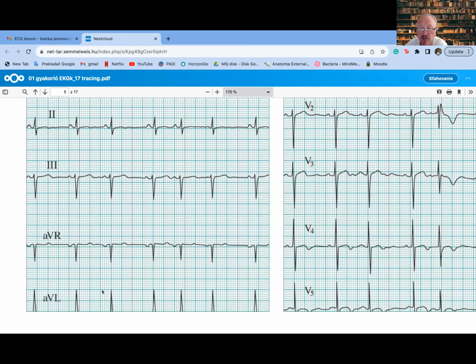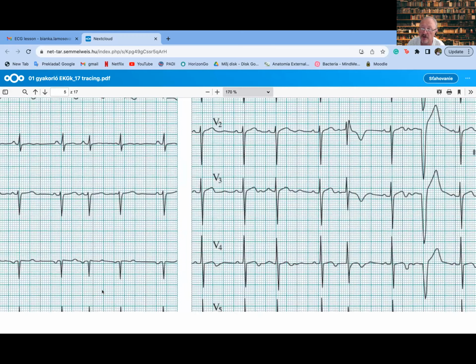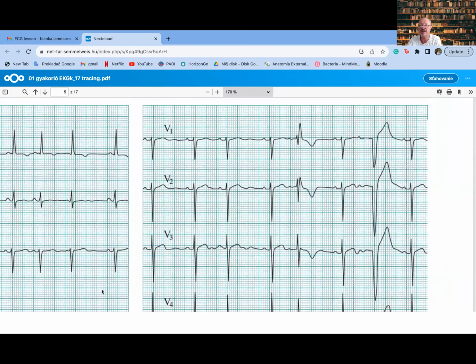Okay? Premature beats. Now, if you go a little bit further in the chest leads, go to the chest leads, Bianca, please. The V1, V2, V5, the V1, I think. Okay, good. Now, look at the last beat that you can see. This is not the same as the others. They are wider and completely different. And the T wave is inverted, exactly opposite of the QRS complex. So what is the origin of this beat? Premature ventricular. These are ventricular because the ventricle is not activated through the normal conducting system. It is activated through the muscle. This is why it's wider and the repolarization is different.